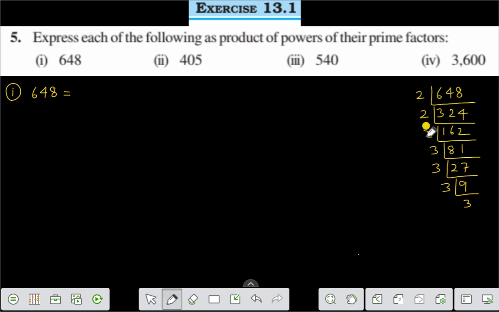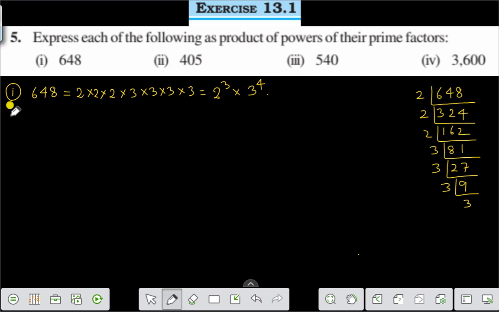Now you can write 648 as 2 into 2 into 2 into 3 into 3 into 3 into 3, right? That you are getting in this form. That is, we are getting 2 to the power 3 into 3 to the power 4. Therefore, the answer is 2 to the power 3 into 3 to the power 4, right?